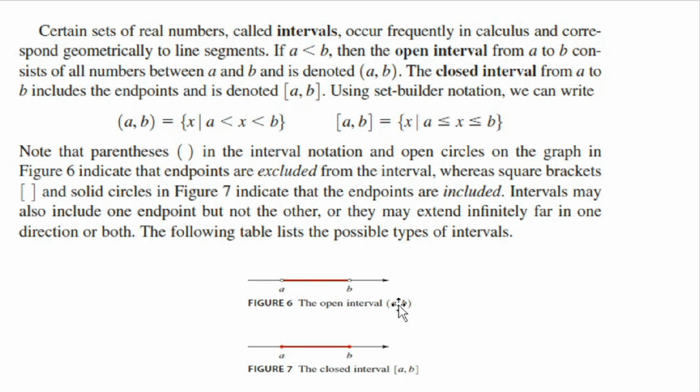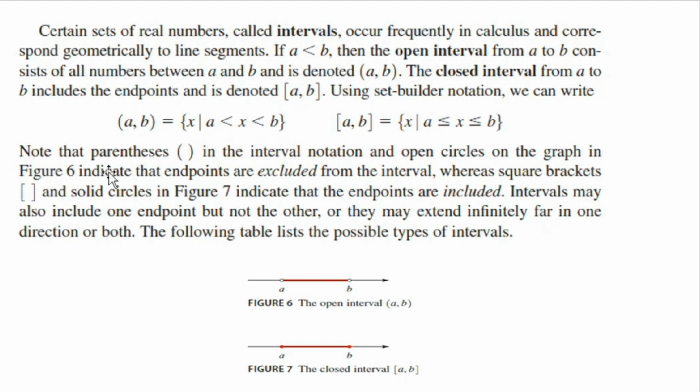The closed interval from a to b includes the endpoints and is denoted by square brackets [a, b]. Using set builder notation, we can write the open interval (a, b) as the set of all x such that x is greater than a and x is less than b. Now, the closed interval [a, b] is the set of all x such that x is greater than or equal to a and x is less than or equal to b.